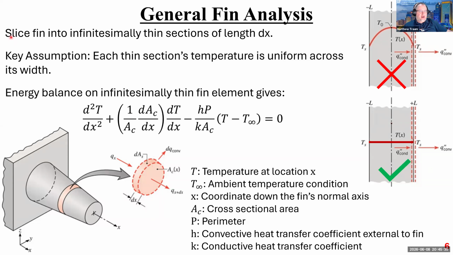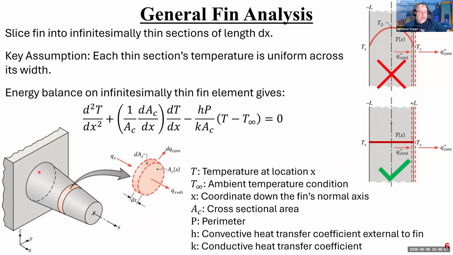So we're going to take our fin and slice it into infinitesimally thin sections of length dx, right? So here's the length dx, and then there's an underlying key assumption here. This is the fin assumption, which is the following: each thin section's temperature is uniform across its width. So what does that mean? That means that from this spot all the way to the edge for this particular slice, the temperature is the same. There's no temperature gradient in the radial direction. This entire slice is all at the same temperature.